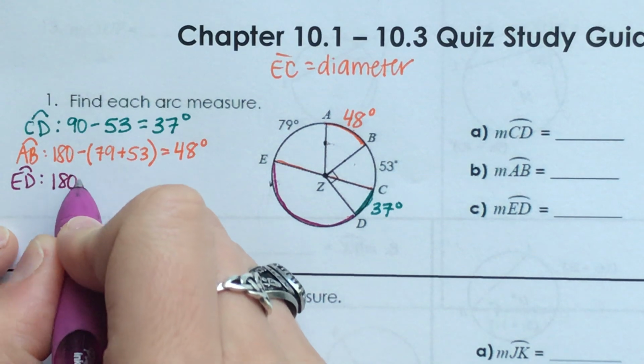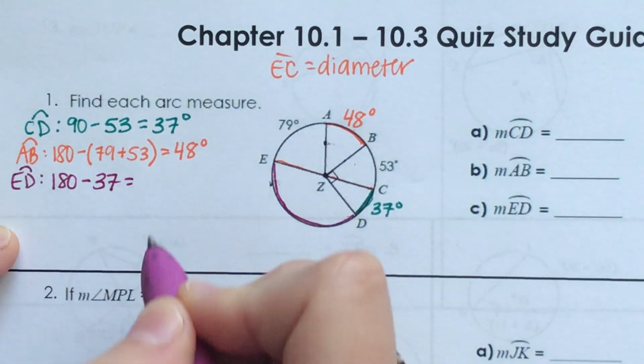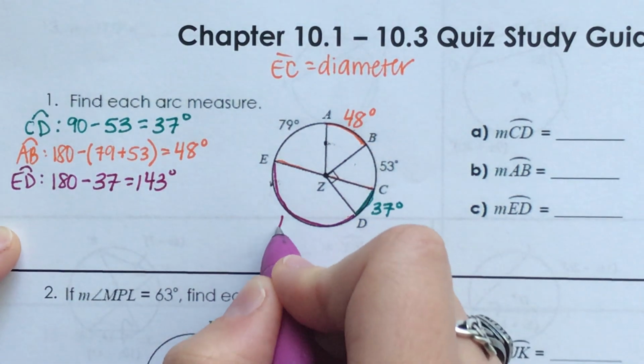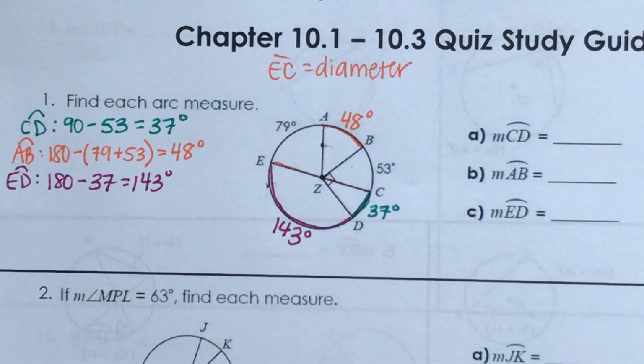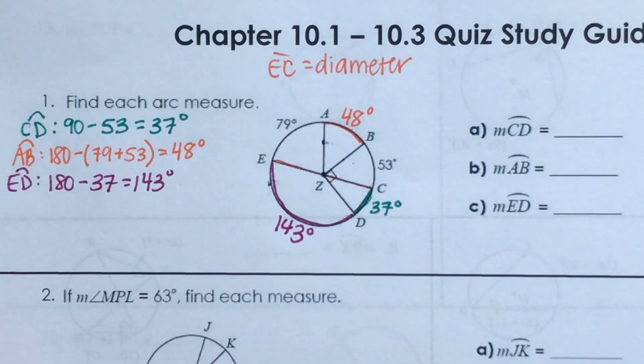So I'm going to do 180 minus 37. And if I do that, I get 143 degrees. So this whole arc right here is 143. Now that I have all of the marks written down, it's going to make my life way simpler to come over here and do these problems. So let's go through and do them very quickly.